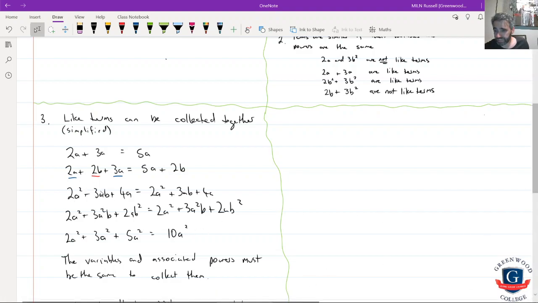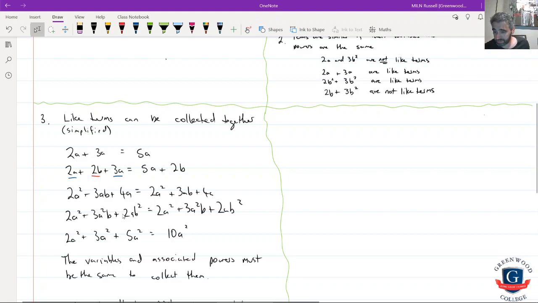Now in this case here, we don't have any like terms. This is an a squared, this is an ab, this is an a. None of those are the same. A is definitely not the same as a squared. So we just rewrite the equation. We can't simplify it any further. In this case, we have an a squared b, and an ab squared. None of those are the same.